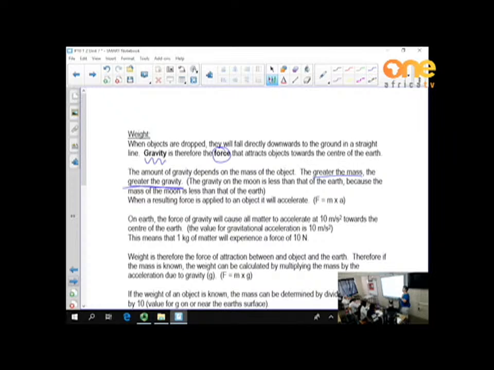So, if I had a mass of 60 kilograms here on earth, and I flew up to the moon, what would my mass be? 60 kilograms. On earth, what would my weight be? 600 Newton. And on the moon, approximately? 1/6, 100 Newton. 1/6 of 600 Newton is 100.